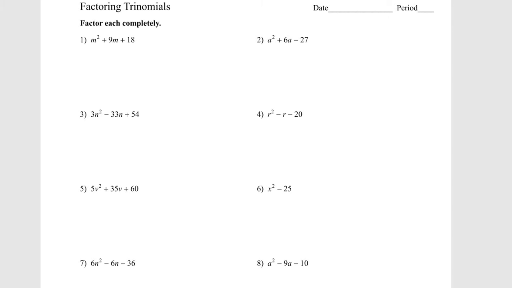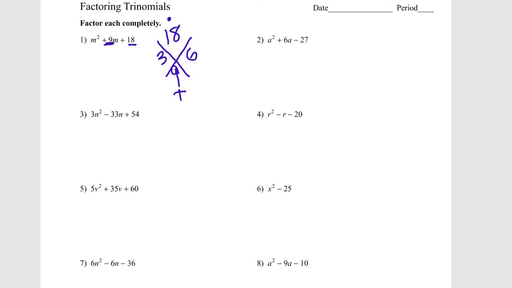Alright, so in problem 1, what you want to do is make a diamond, and you're going to use the constant term. It's going to go on the top of the diamond, and the coefficient in front of the variable is going to go on the bottom of the diamond. And so you're trying to think of two numbers that multiply to 18 and add to 9. And in this case, those two numbers are going to be 6 and 3. 3 times 6 is 18, and 3 plus 6 is 9.